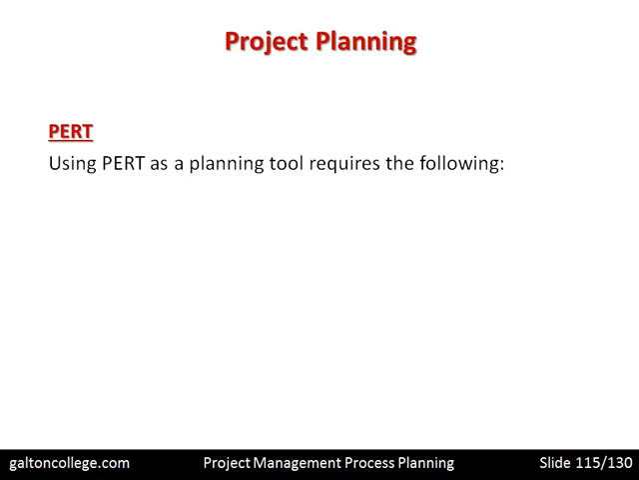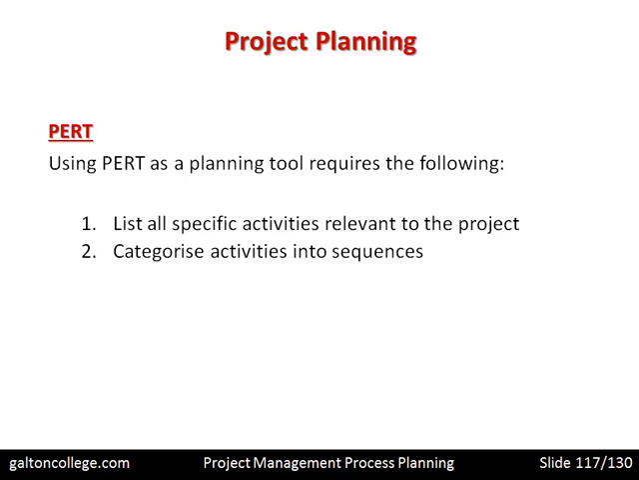Using PERT as a planning tool requires the following: a list of all specific activities relevant to the project. So all the activities relevant to the project must be stated. The activities should be categorized into sequences: what goes first, what goes second, what's important, what's the last one, and so on. Devise a network analysis. In other words, show how all the different parts fit together.